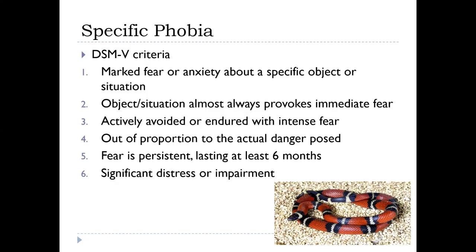The fear that they exhibit has to be out of proportion to the actual danger posed. So some snakes are dangerous, some spiders are dangerous, some heights can be dangerous. So the person's fear has to be out of proportion to whatever the actual danger is that's associated with the stimulus. The fear has to be persistent. So according to DSM, it has to be present for at least 6 months to meet criteria. And of course, the person has to show significant distress or impairment in order to meet this diagnosis.